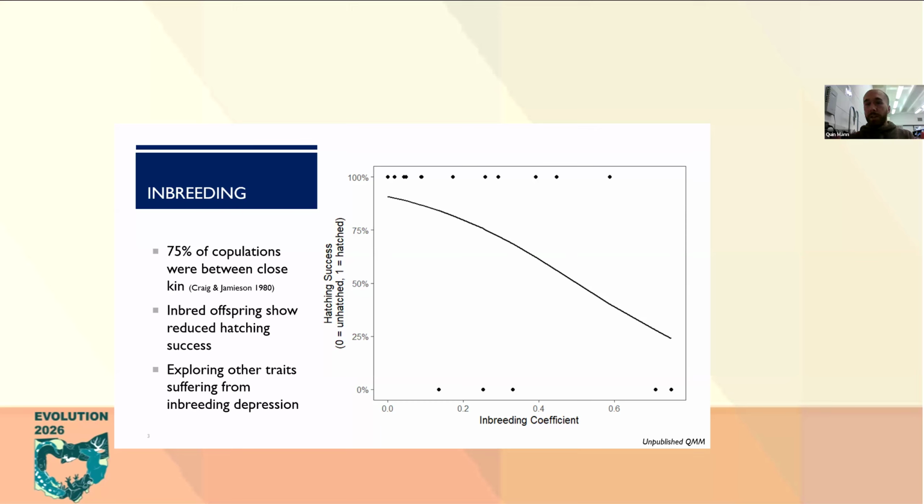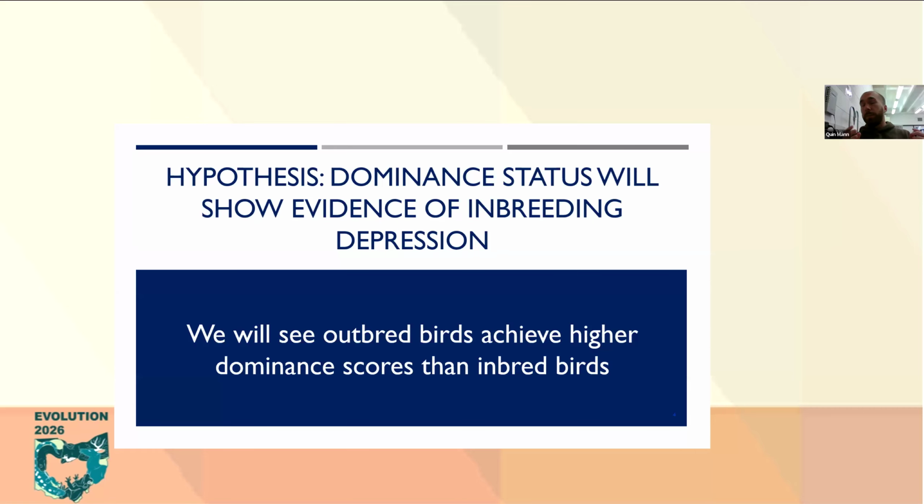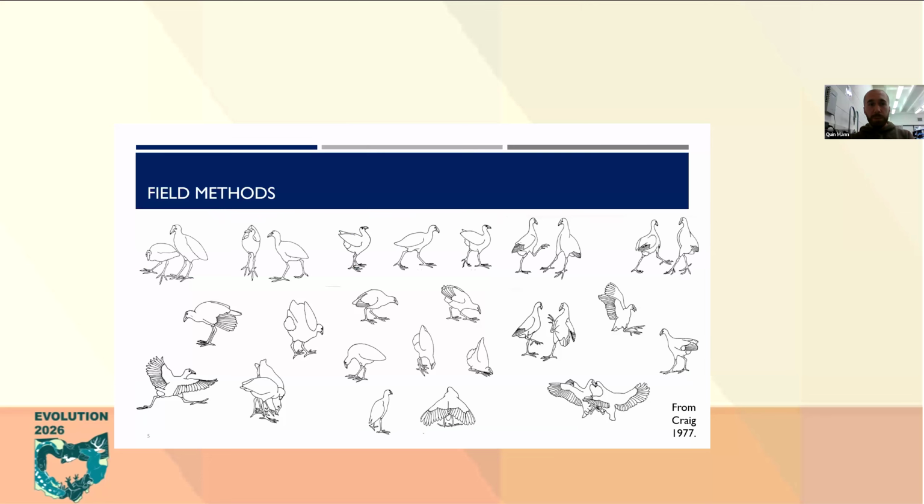So knowing that inbreeding should, in theory, just dogmatically, have some impact on success, and knowing that we have seen some impacts on their success from inbreeding, we wanted to look at other traits that may suffer from inbreeding depression. Because dominance has impacts on these breeding dynamics within these groups, we hypothesized that dominant status would show evidence of inbreeding depression. With this, we predicted that outbred birds would achieve higher dominance scores than the inbred birds within their groups.